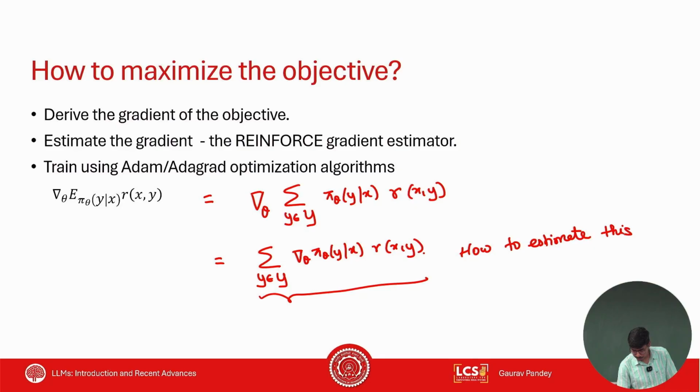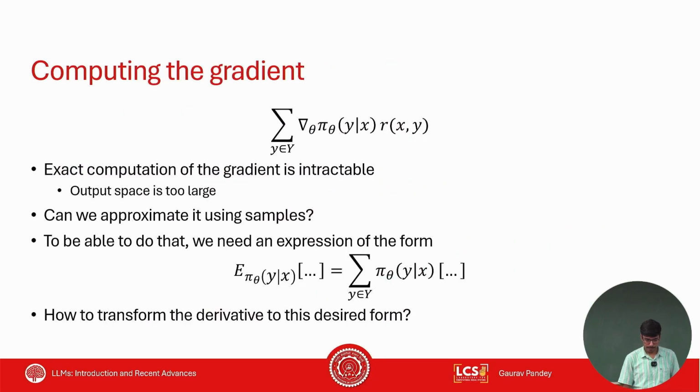That's the question that we are trying to answer. So exact computation is intractable, and the reason is that this summation, this space, can be the space of all possible sentences in the world. This space can be infinite. So we want to approximate it using samples.